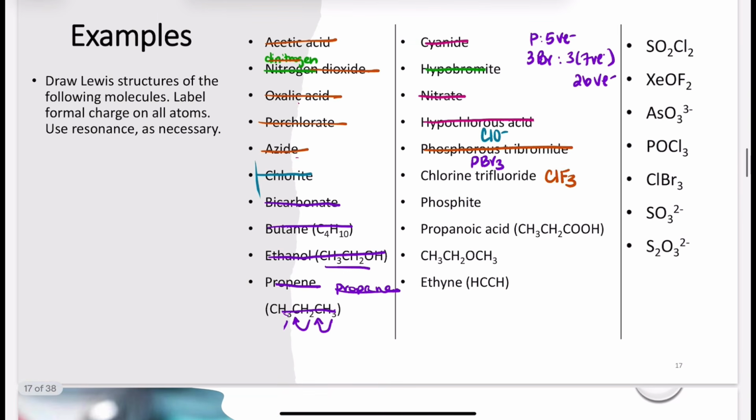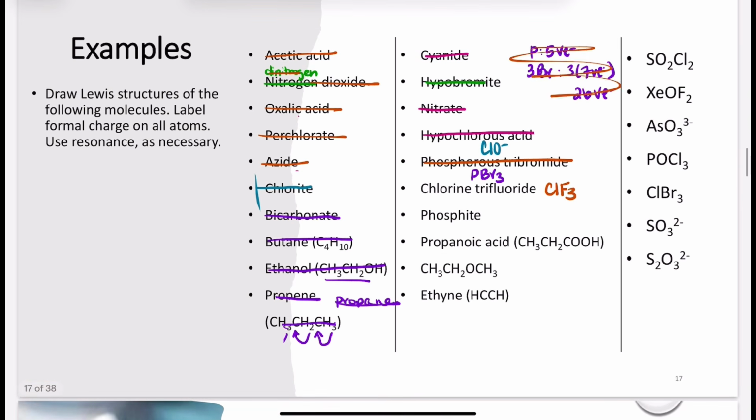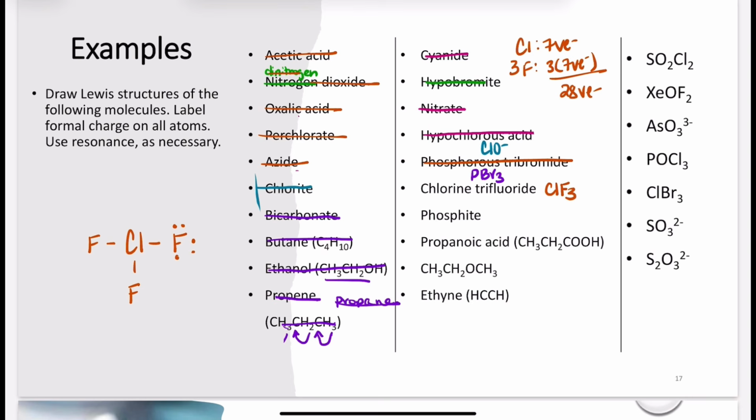See, chlorine trifluoride, ClF3. Cl, 7 valence electrons. 3 fluorine, 21 plus 7, 28 valence electrons. So Cl, F, F, and F. 2, 4, 6, 8, 10, 12, 14, 16, 18, 20, 22, 24, 26, and 28. There's 2 lone pairs on that central chlorine.